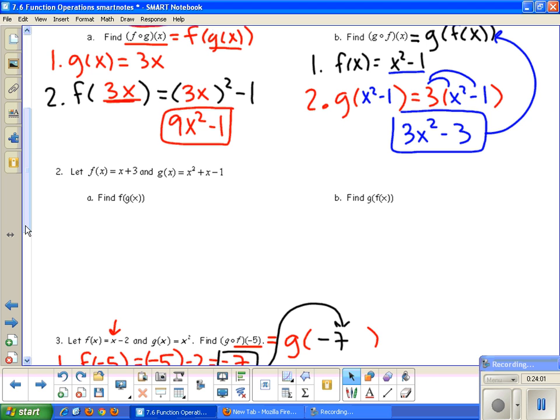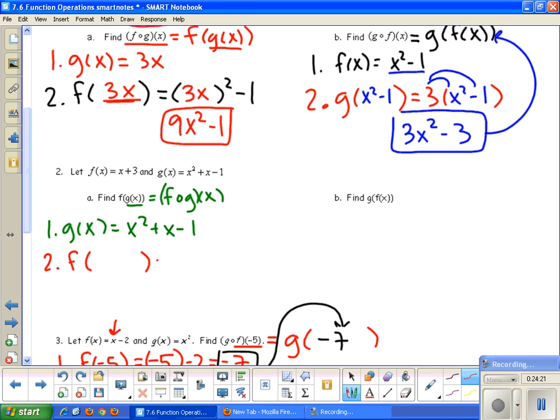Now for the next one, we have the same thing except for two different equations. So I can rewrite this as f circle g of x. It means the same thing. So my inner function is g of x, and my outer function is now f of x. So I'm doing my outer function, which is f parentheses. Everywhere I have an x, I'm going to put parentheses because I'm plugging in my function to that.